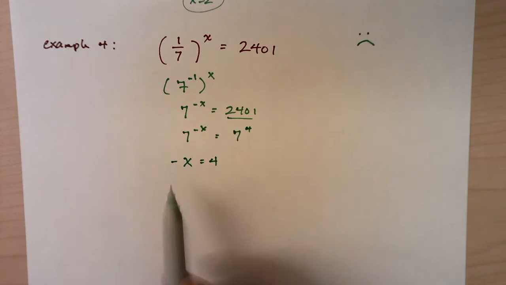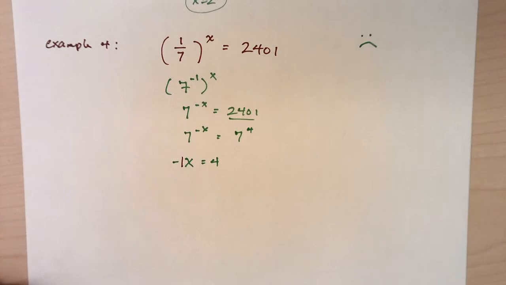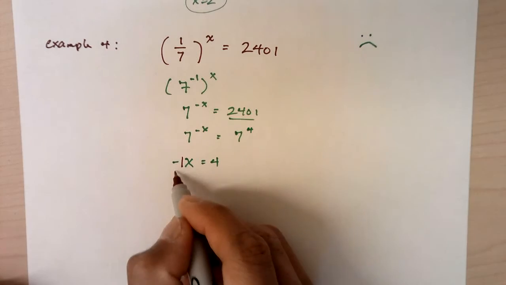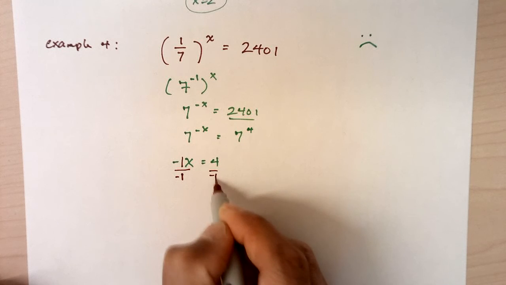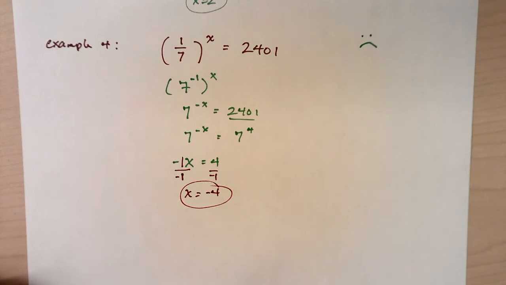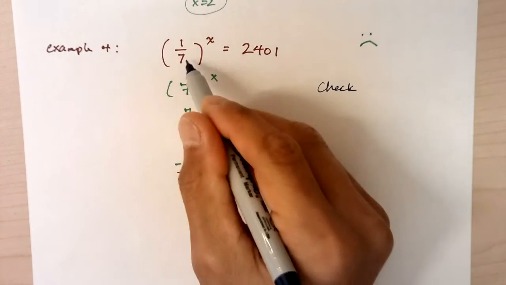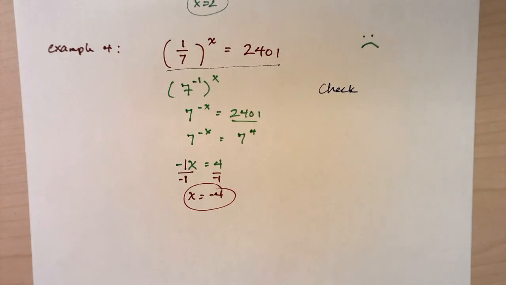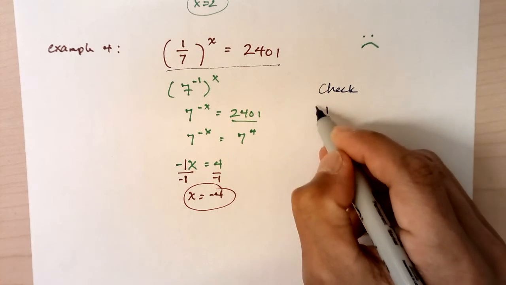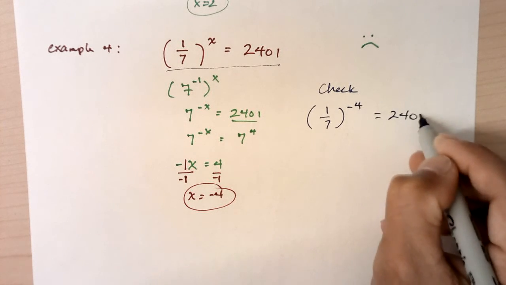If I solve this for x, what's in front of the variable x, even though it's just a negative, is also the same as negative 1. So I want to divide each side by negative 1. And then x is equal to 4 divided by negative 1, which is negative 4. And then, like on all the other examples, I'm going to check the solution. So on the left side, I'm going to start with the original equation. 1/7 to the negative 4th power should equal 2,401.